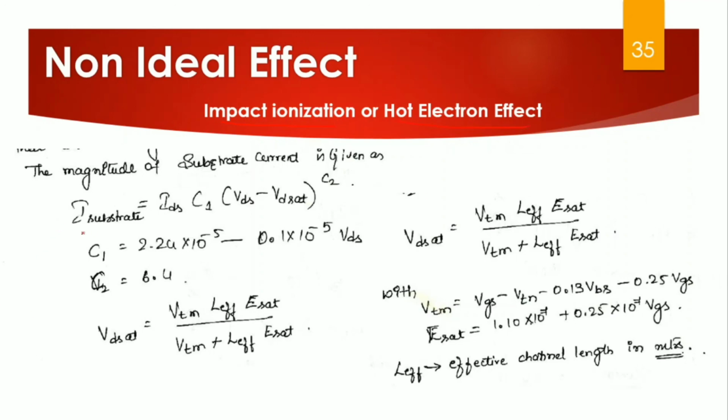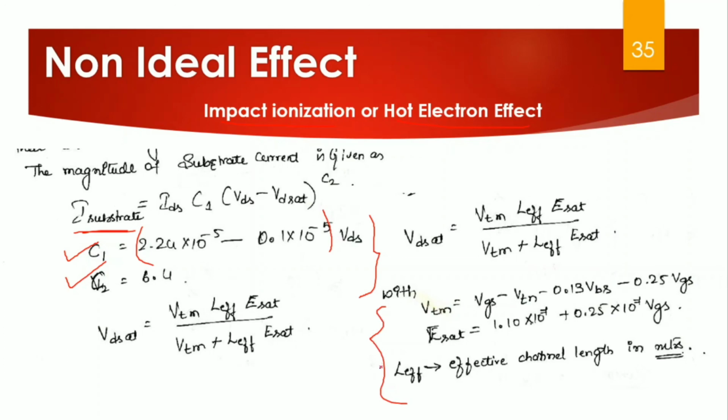So what is the substrate current equal to? It is equal to IDS into C1 times (VDS minus VDSAT) to the power C2. The values of C1 and C2 are given, so these two are constants and this is the voltage value. Now VDSAT, the saturation voltage, is VTM into L effective ESAT divided by VTM plus L effective into VSAT. These are the different parameters that we use here.